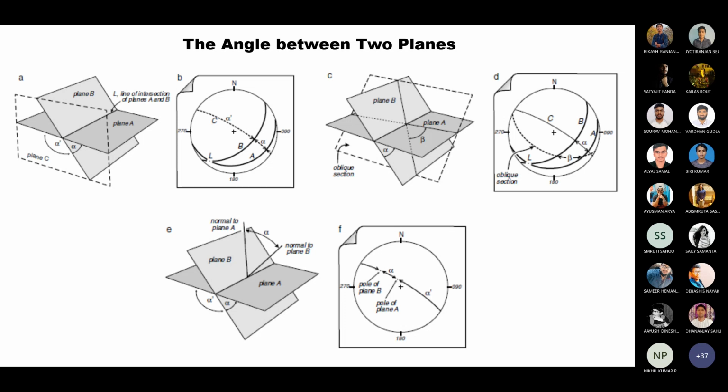Then the line of intersection, capital L, of these planes is given directly by the point of intersection of the great circles. Then you have to find another plane, plane C, which is perpendicular to the line of intersection L, and draw it on the stereogram. Plane C is the plane whose pole is plotted at L, the line of intersection. Then the dihedral angle alpha can be measured in plane C between the traces of planes A and B.